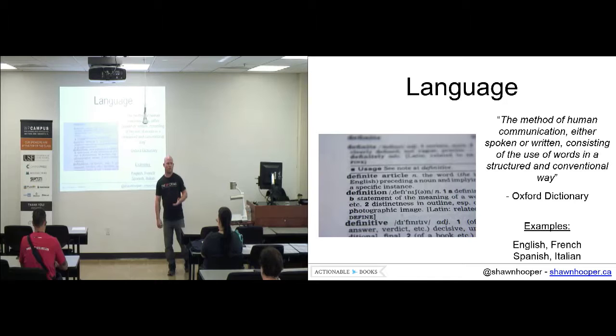So the first thing is, what is a language? The Oxford Dictionary says it's a method of human communication, either spoken or written, consisting of the use of words in a structured and conventional way. Examples of languages would be English, French, Spanish, Italian.